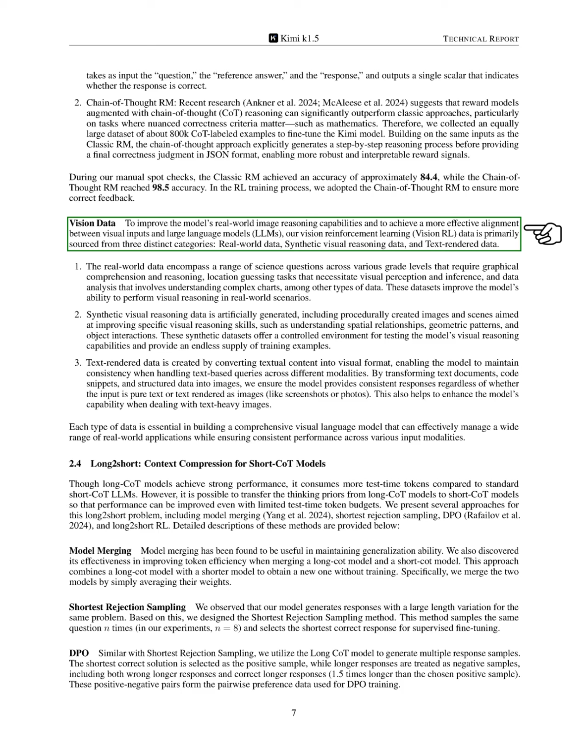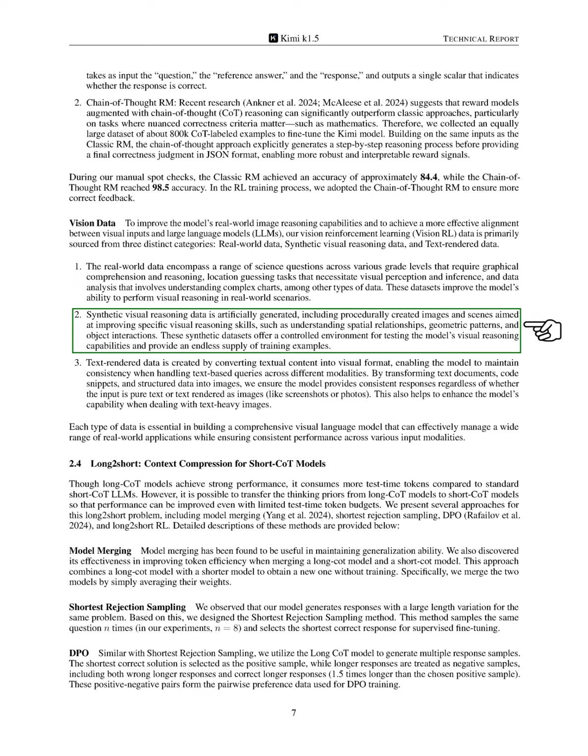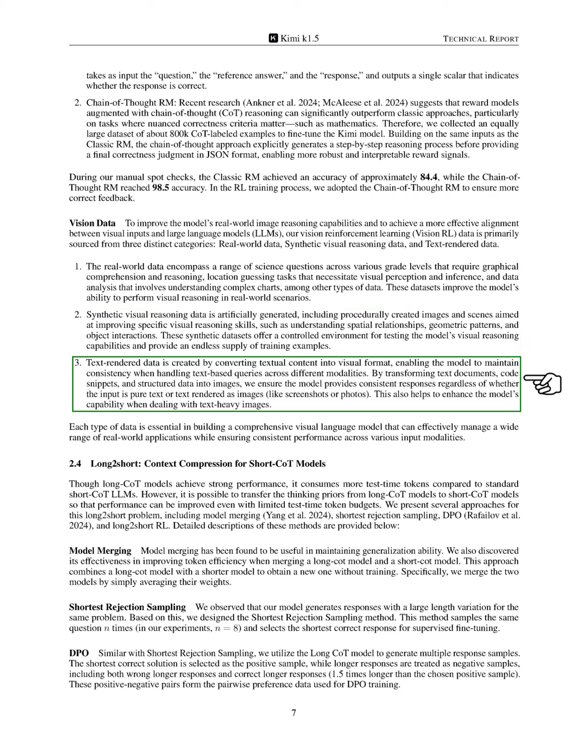To enhance our model's image reasoning capabilities, we sourced our vision reinforcement learning data from 3 categories: real-world data, synthetic visual reasoning data, and text-rendered data. Real-world data includes various science questions requiring graphical understanding, location guessing tasks, and data analysis involving complex charts. Synthetic data consists of procedurally generated images aimed at improving specific visual reasoning skills. Text-rendered data converts textual content into visual formats, ensuring consistency in responses across different input types. Each data type is crucial for building a robust visual language model that can handle diverse real-world applications effectively.